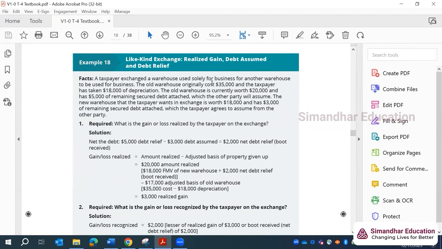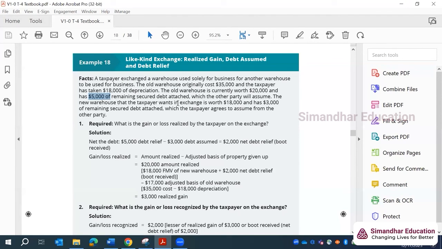Okay. Now this example, we have liability associated. So there's a warehouse which costs $35,000. You have taken a depreciation of $18,000. So that means it is worth 70. The old warehouse is now currently worth 20. We'll ignore this. And it has $5,000 of secured debt attached, which the other party will assume. So you have a $5,000 debt associated with the warehouse.